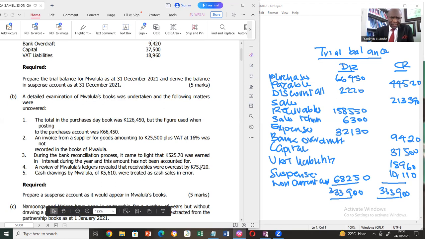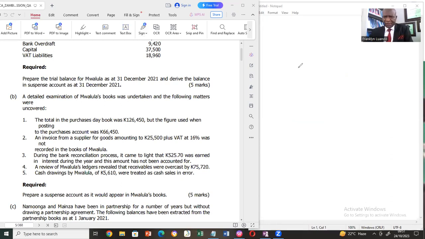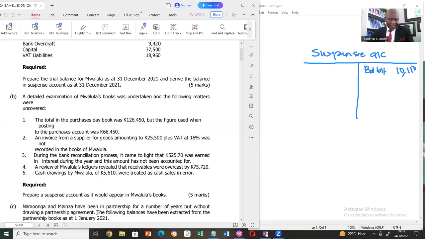So we go to the suspense. We can clear that part. So we go to the suspense account. The shortfall was on the credit side, so that's where you bring it, the balance brought forward, 10,110. So now you go to the mistakes.